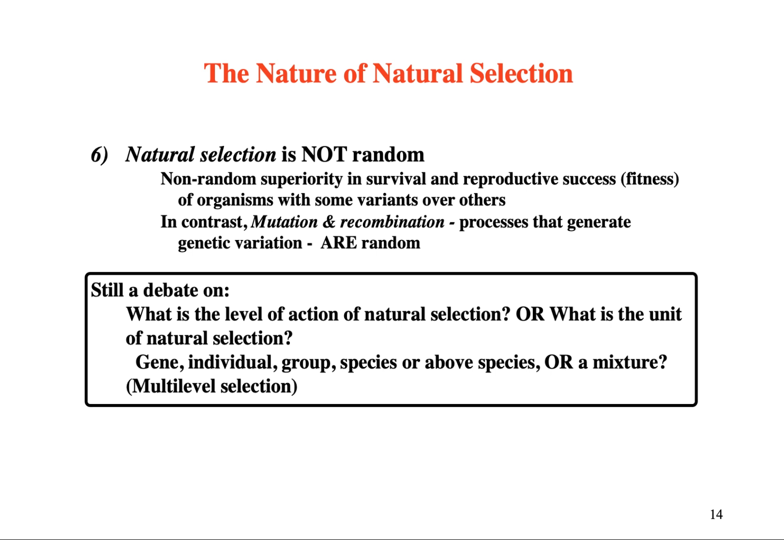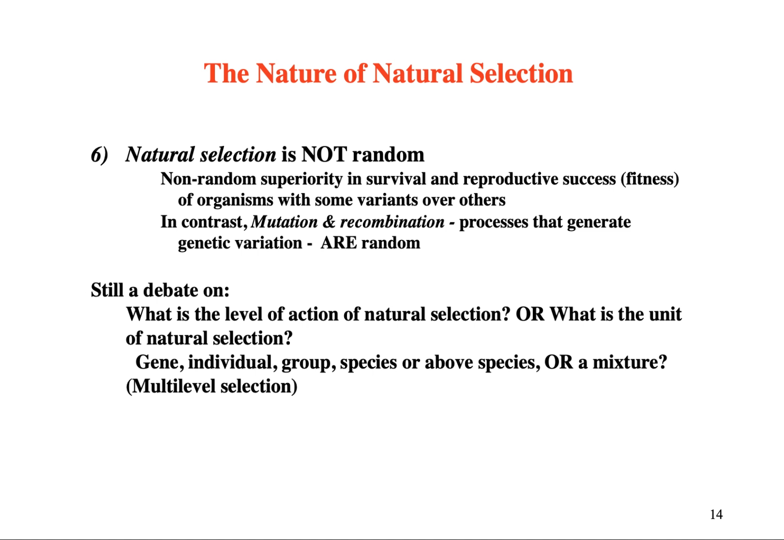Still under debate is what level of action is natural selection, or what's the unit of natural selection? Is it at the level of the gene, individual, group, species? I've already spoken about this in a previous video, and I'll talk a little bit more about this at the end of this one.